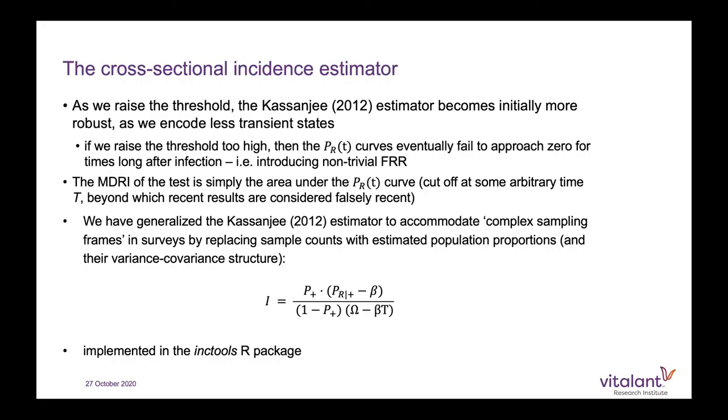You see there the cross-sectional incidence estimator, and maybe just worth pointing out that essentially the numerator is corrected by the false recent rate, denoted by beta, and the denominator has the mean duration of recent infection in it as a major term, denoted by omega.